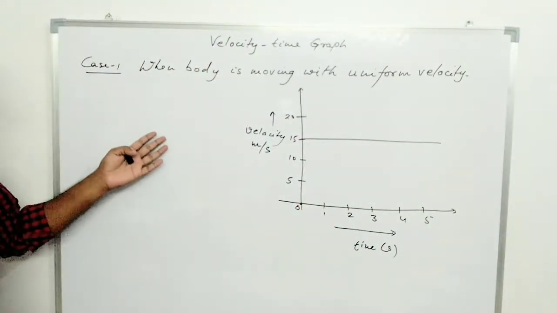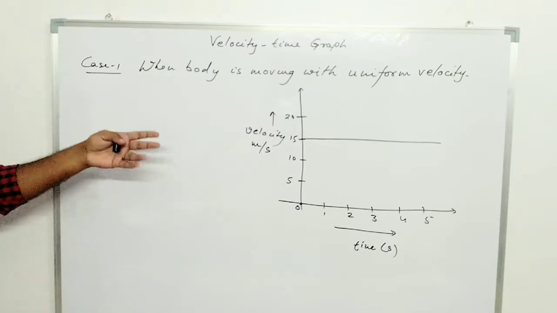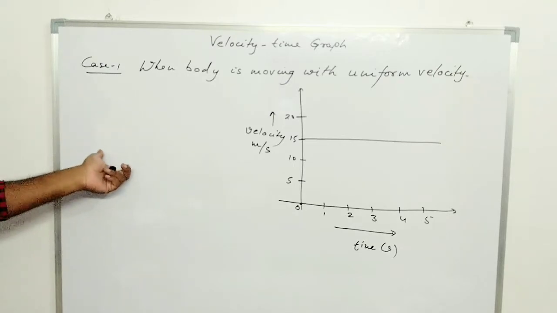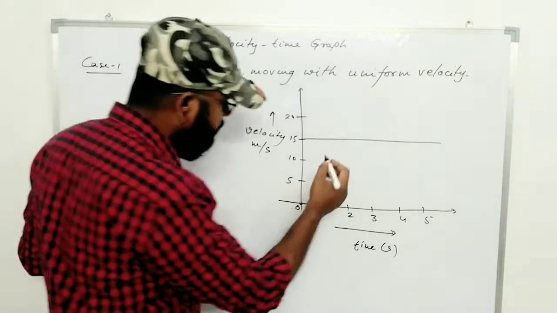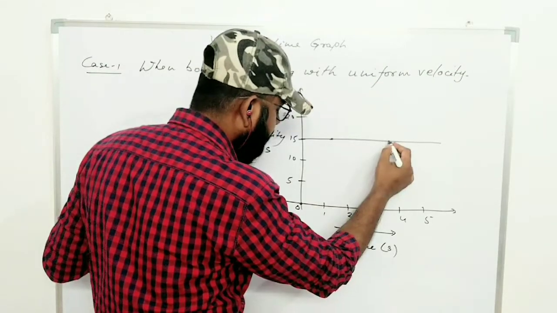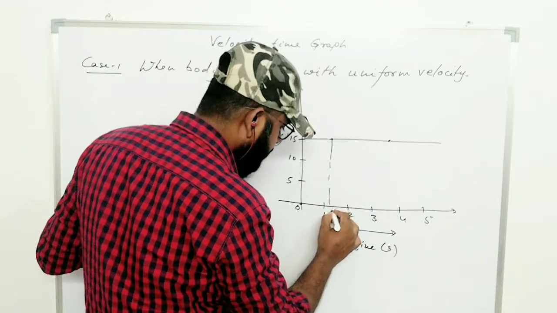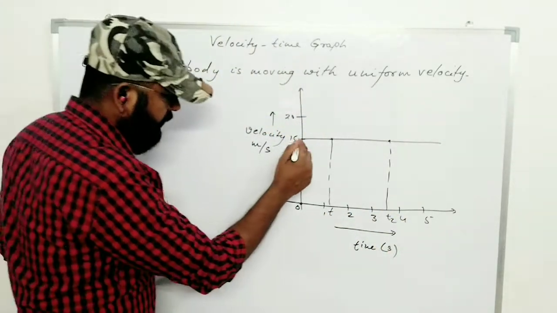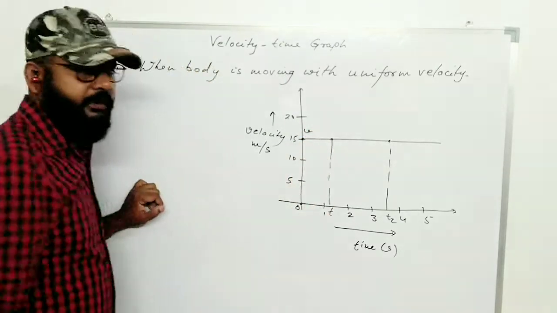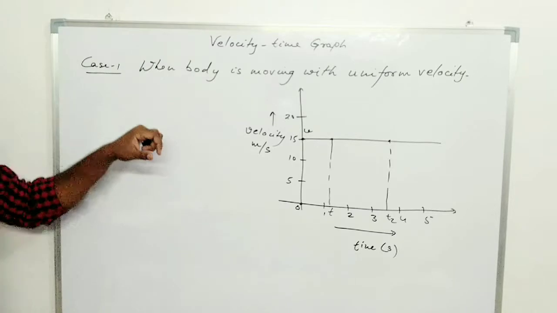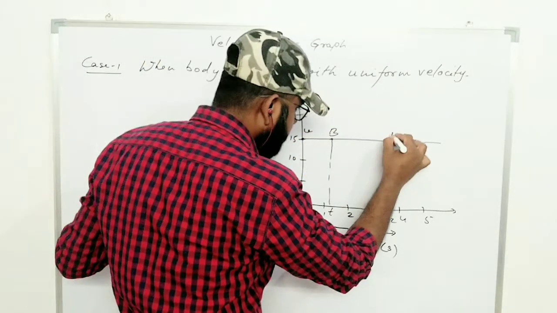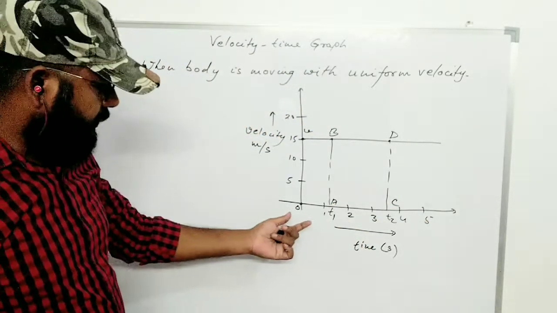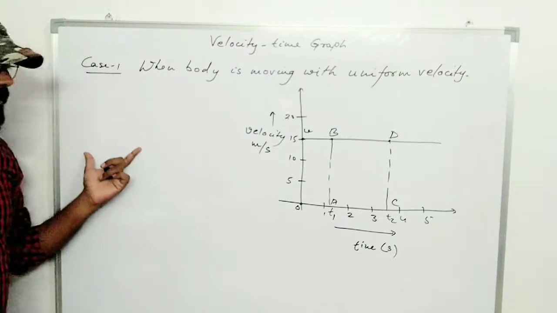So let's consider that from the velocity time graph we can calculate the displacement of a body moving with uniform velocity at any interval of time. Suppose the interval is from time t1 to time t2. At this instant the velocity is v. Now, how will we find the displacement?